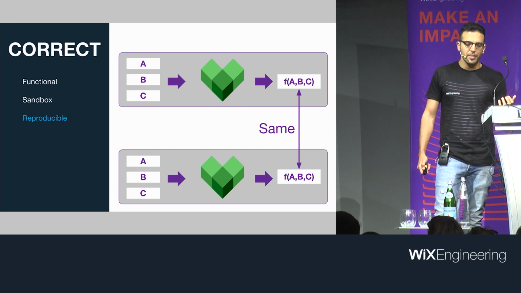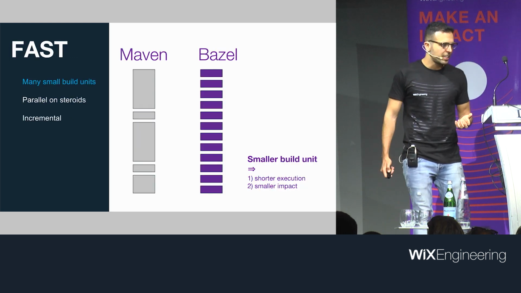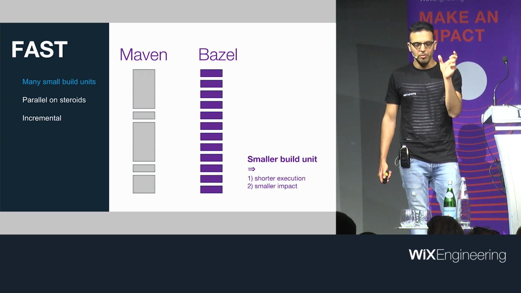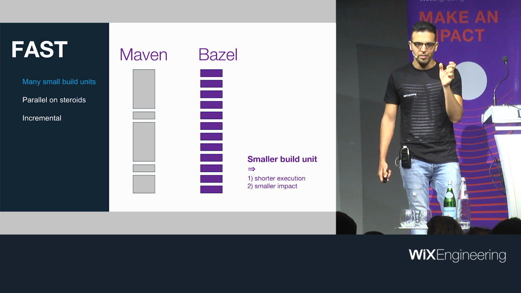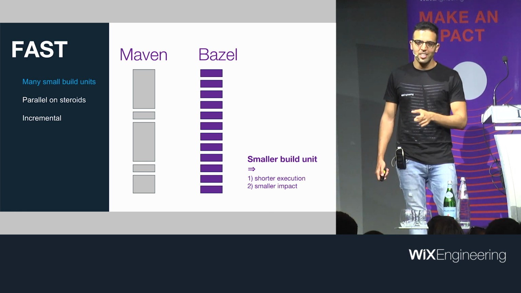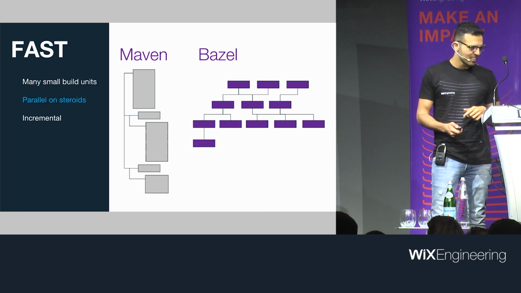Moving on to the fast, what makes Bazel so fast? First, Bazel lets you break your project into very small units of build. When you have a small unit of build, the execution time on each unit is very short, and each change on a build unit has a smaller impact.